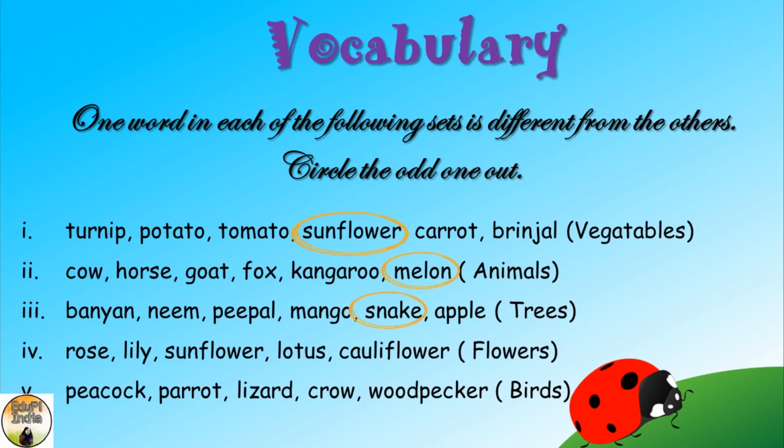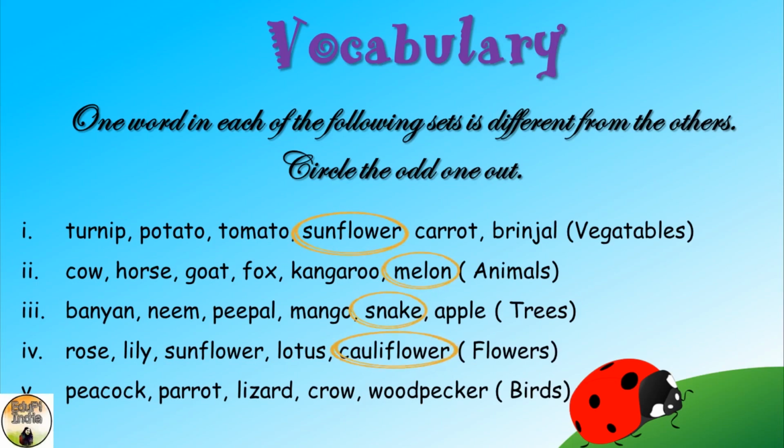Fourth one is rose, lily, sunflower, lotus, cauliflower. Now according to the clue, all names should be of flowers. Can you find the odd one here? Yes, it's cauliflower because cauliflower is not a flower but a vegetable. So we will encircle it.